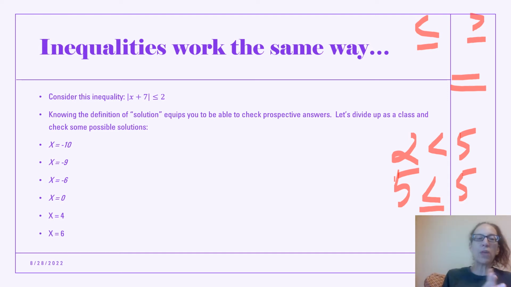So consider this inequality. The absolute value of x plus 7 is less than or equal to 2. Knowing the definition of solution equips you to be able to check prospective answers. Let's divide up as a class and check some possible solutions.